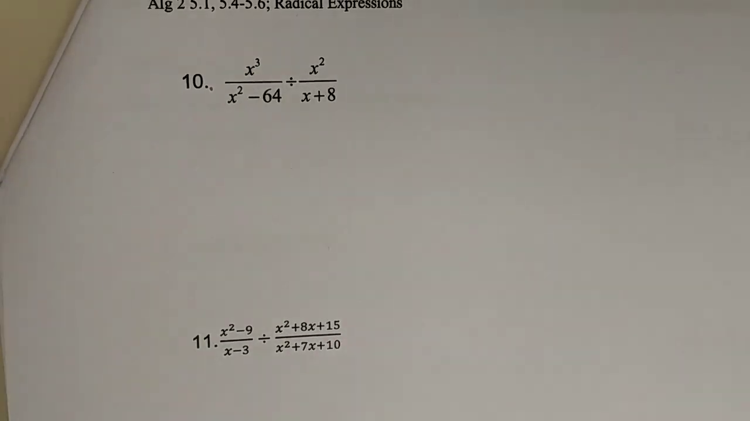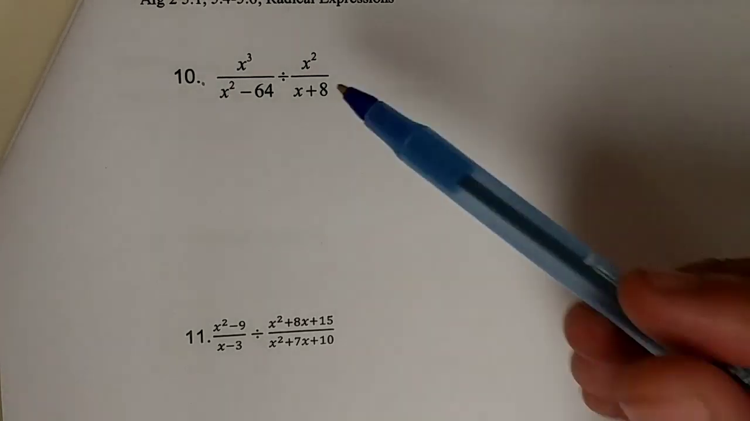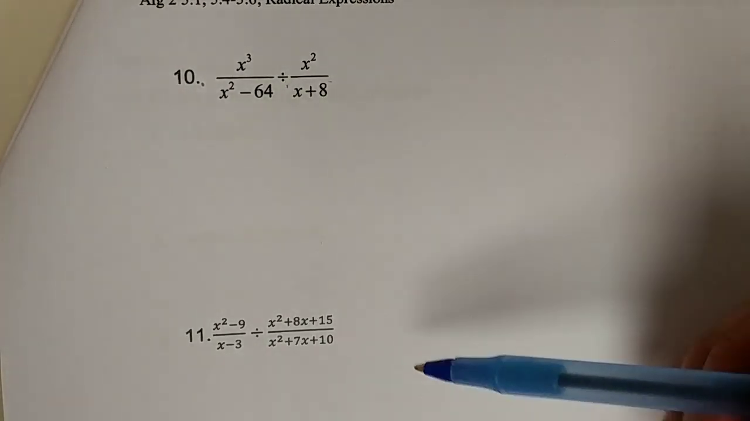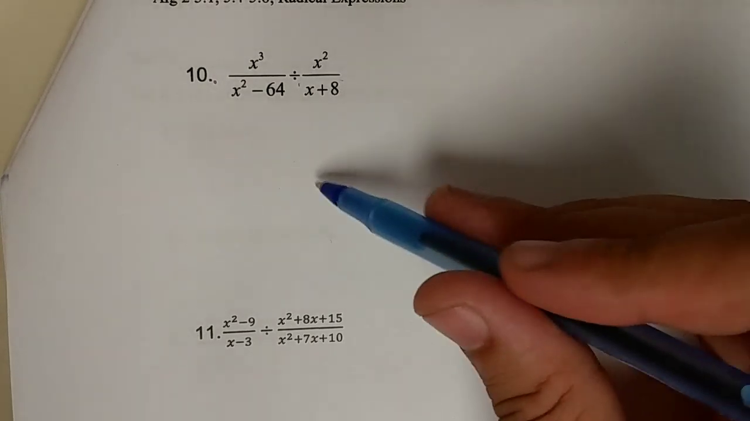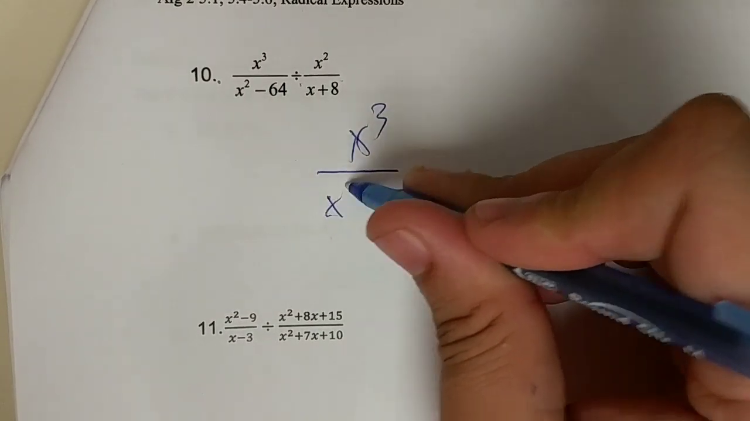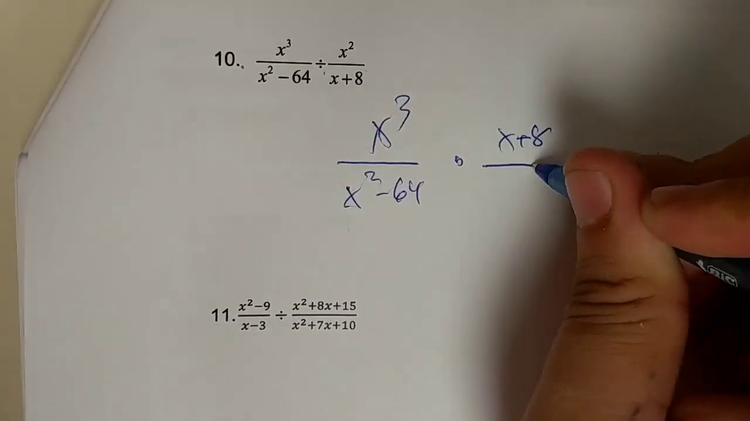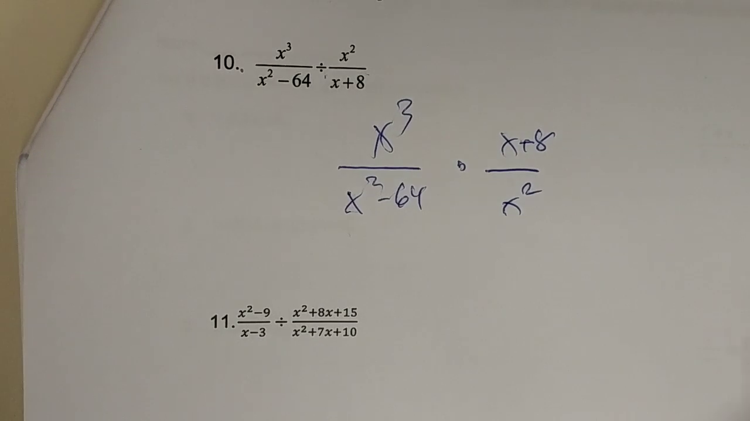x cubed plus 2x squared minus 64 divided by x squared. So when you see a division here, what you have to do is flip the second equation. So x cubed over x squared minus 64 times x plus 8 over x squared.